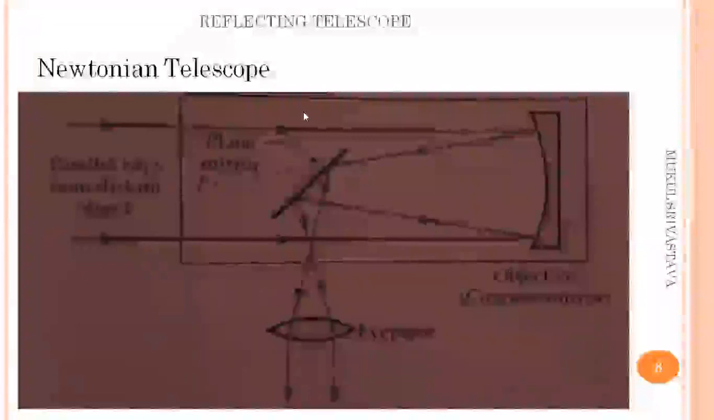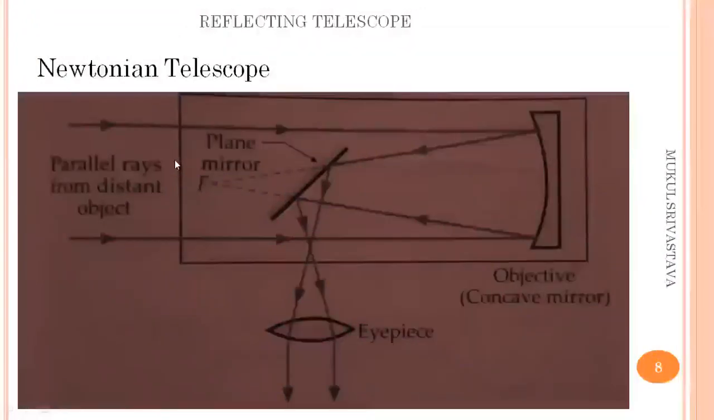Now we talk about the Newtonian telescope. The first reflecting telescope was discovered by Newton, so this telescope is known as the Newtonian reflecting telescope. As shown in the figure here, it consists of a large concave mirror of large focal length as an objective here.